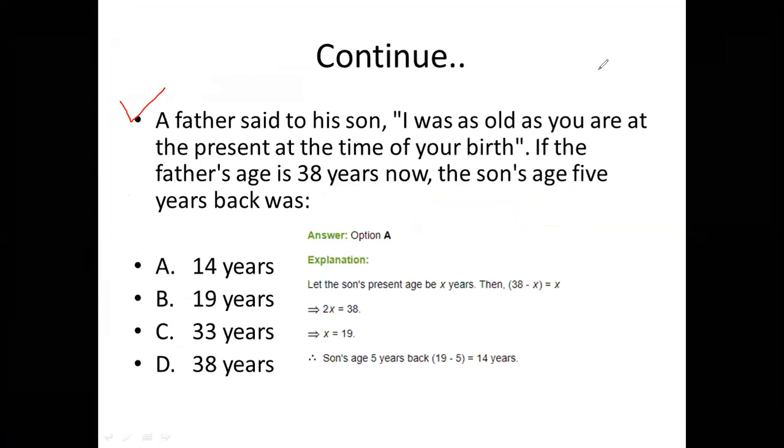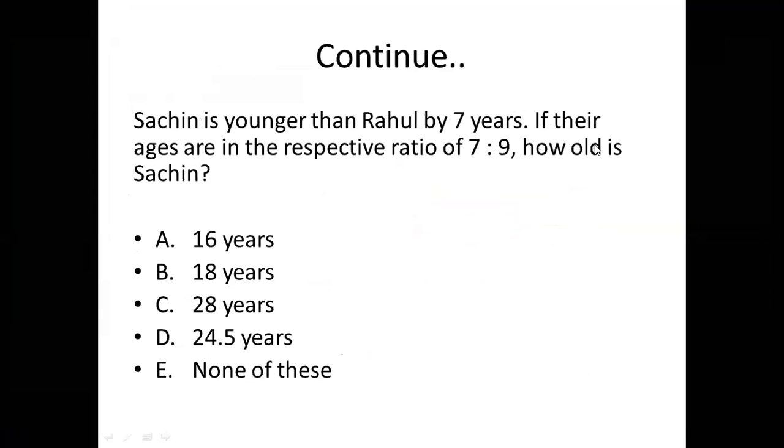Now read it. Himanish, you read the question. Sachin is younger than Rahul by 7 years. If their ages are in the respective ratio 7:9, how old is Sachin? Anyone?